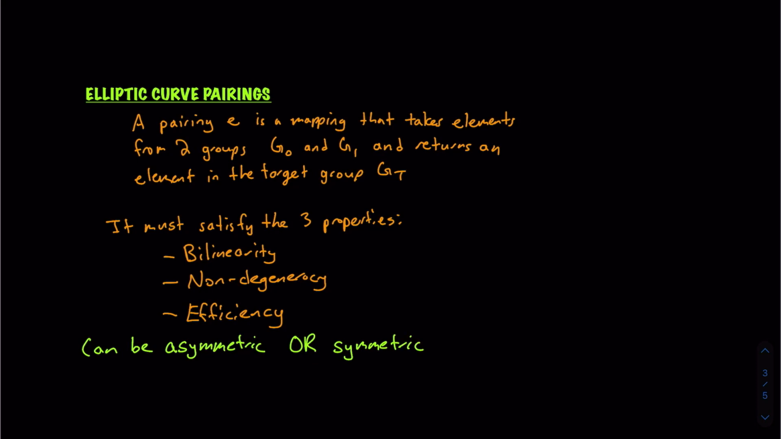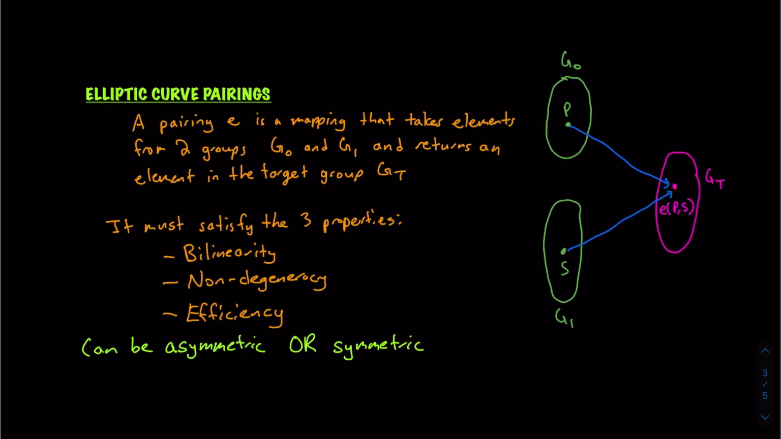The pairing maps points in G0 and G1 to GT. GT is another group, but it is not an elliptic curve group. Although it may not be totally accurate, it's probably easiest to just think of GT as a group of scalars, basically a group of numbers.